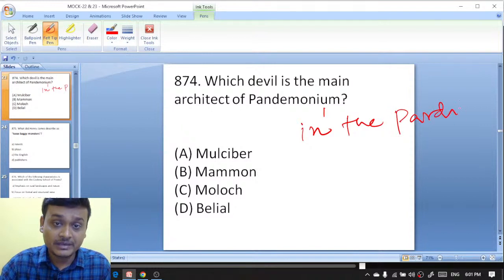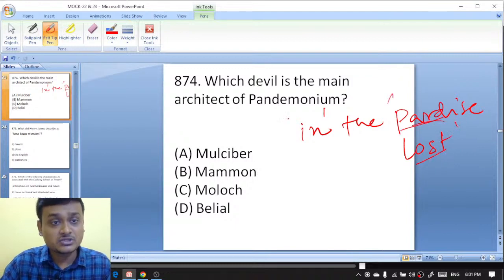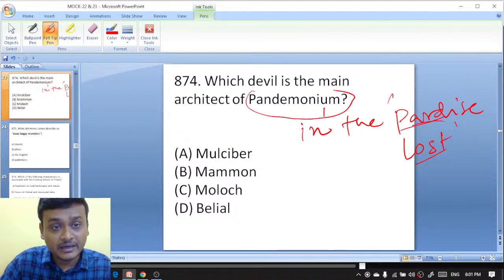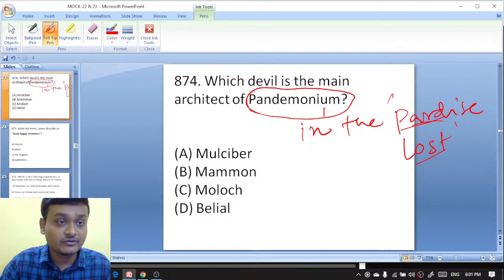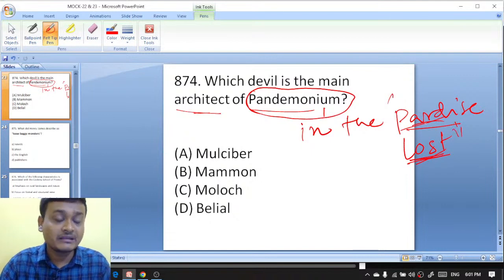Paradise Lost किसने लिखा है? That is written by जॉन मिल्टन. सो पैराडाइज लॉस्ट पे पैंडेमोनियम का आर्किटेक्चर किसने दिया था? Which devil is the main architect of Pandemonium in Paradise Lost? Paradise Lost में पैंडेमोनियम का आर्किटेक्ट, who was the architect of the Pandemonium?